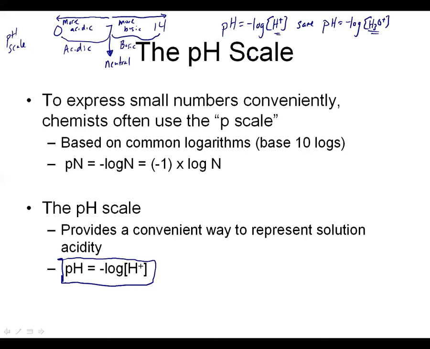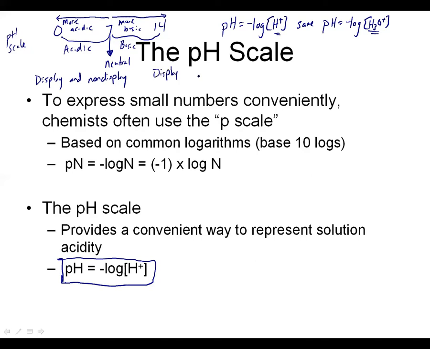So let's talk a little bit about pH and how to calculate it on calculators, which is a good idea to know. There's really two types of calculators: a display calculator and a non-display calculator.